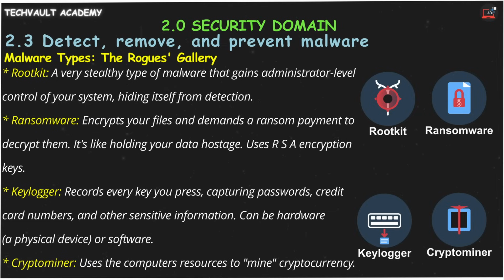Uses RSA encryption keys. Keylogger, records every key you press, capturing passwords, credit card numbers, and other sensitive information. Can be hardware, a physical device, or software. Cryptominer, uses the computer's resources to mine cryptocurrency. Key takeaway, know the defining characteristic of each malware type.